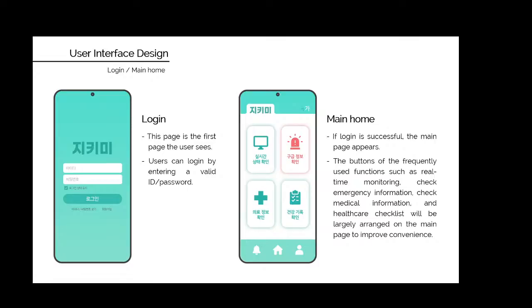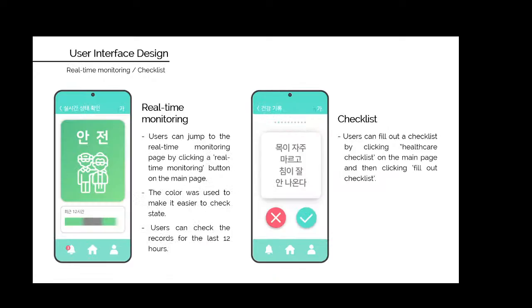On this main page, if users click the real-time monitoring button, then that left screen appears. The color was used to make it easier to check the state of the patient. And users can check the records for the last 12 hours. Next, on the main page, as you saw in the previous slide, if users click the healthcare checklist and fill out checklist button, then users can fill out the checklist. Users just answer simple questions with yes or no.